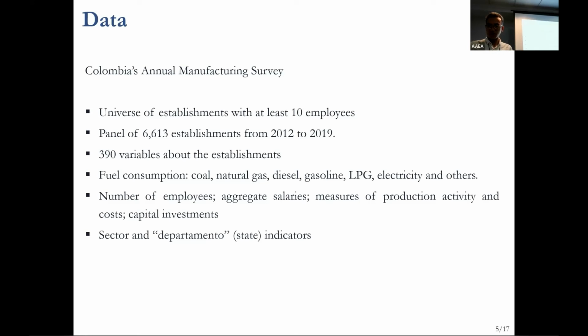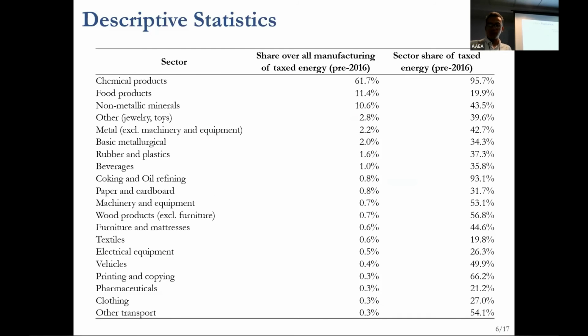years. We stop at 2020 for obvious reasons, and then we're also going to have local sector and department, which is the equivalent of the states in Colombia, indicators. So to show you the distribution of, or how carbon intensive these sectors are, and how much variation there is, I just want to quickly show you this table.